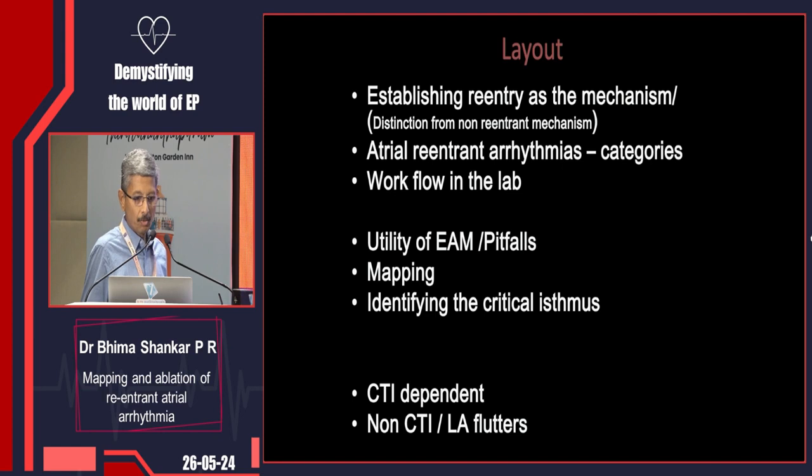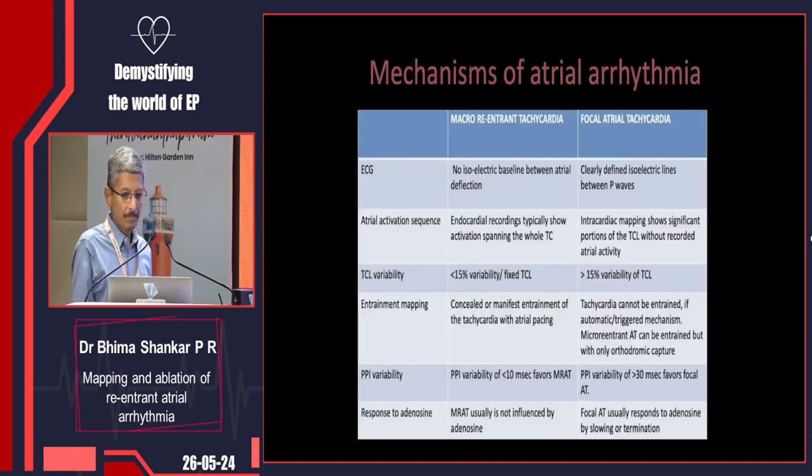The second part would be the utility of electroanatomic mapping and its pitfalls. Mr. Sabri has made my job easy there. He was saying one of the pitfalls is not having a sync between the mapper and the ablator. I thought you said that. And then we look into how we identify the critical isthmus in a color map. And then finally, we'll finish off with lesion sets that we do to transect the circuits both in CTI-dependent flutter and non-CTI-dependent flutters, primarily LA flutters.